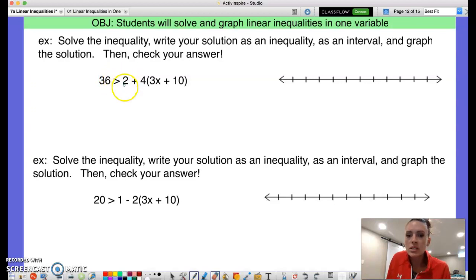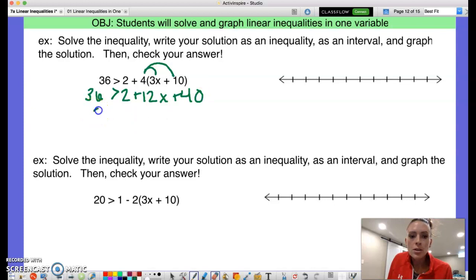If you could start by subtracting 2 here and then divide by 4, but I know that when I subtract 2, it's going to be 34 over here, and 34 is not nicely divisible by 4. So let's go ahead and distribute this guy out. So we'll have 36 is greater than 2 plus 12x plus 40. That turns into 36 is greater than 42 plus 12x.